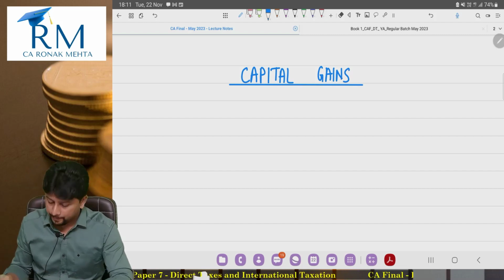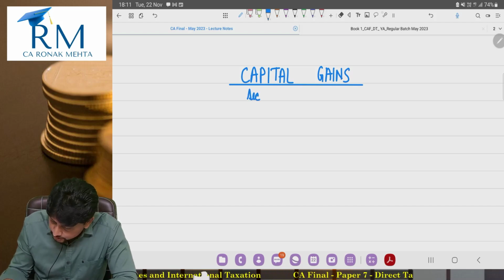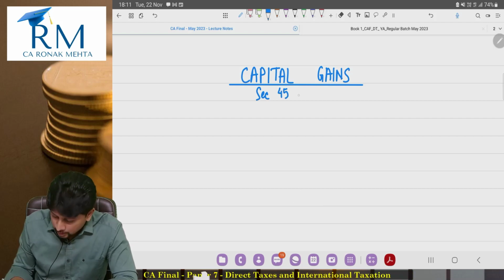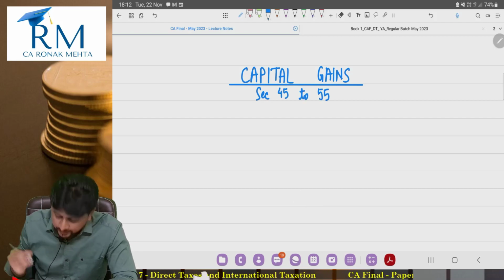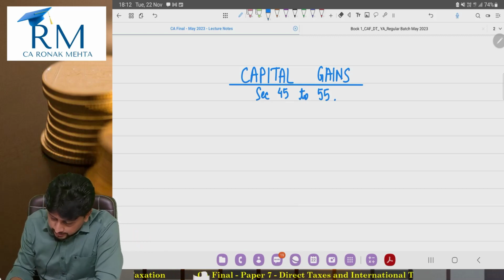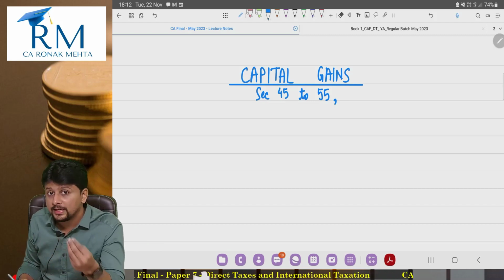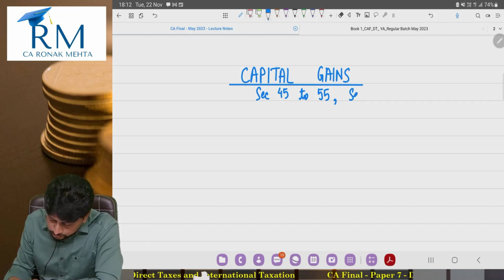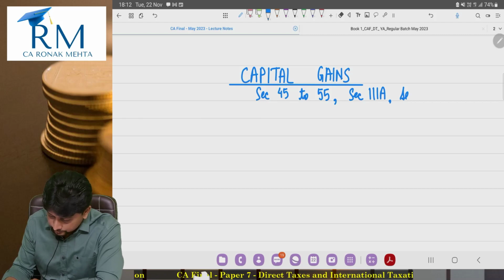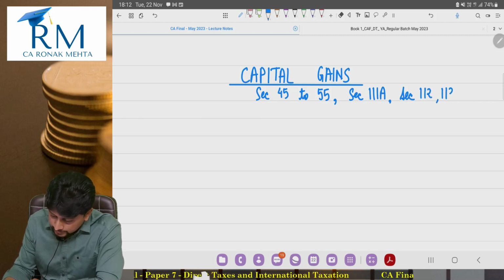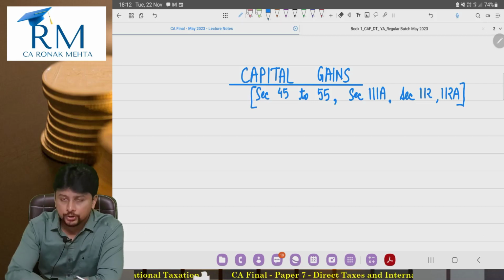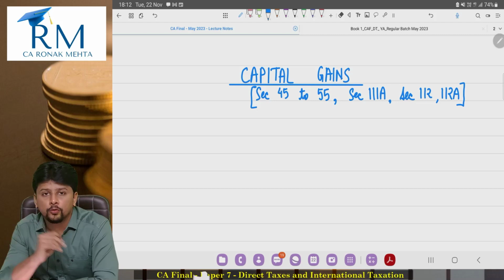Capital gains as a head starts from section number 45, goes on up to section 55. But if you recollect your CA Inter, you might remember that capital gains had their own tax rates also. So we will also study tax rates relating to capital gains, section 111A, section number 112, section number 112A. So basically this is the range of sections that we will be taking up, we will be focusing on.